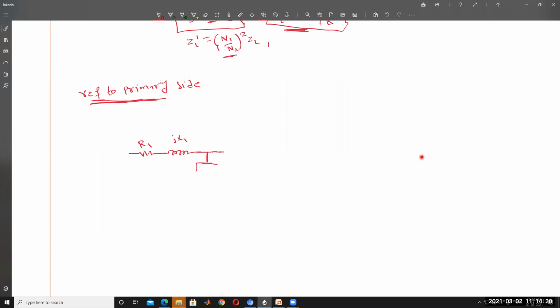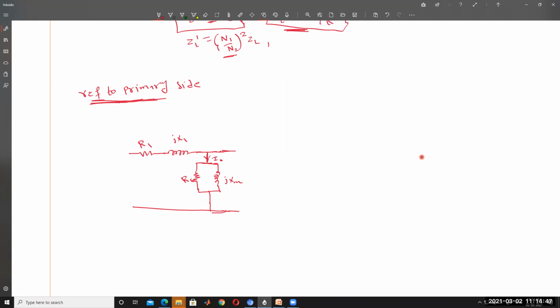So secondary branch elements are converted into the primary side. That's why the primary branch parameters are not changing, they stay as they are. This is called RC, this is called jXM, and this is called I naught, the no load current.